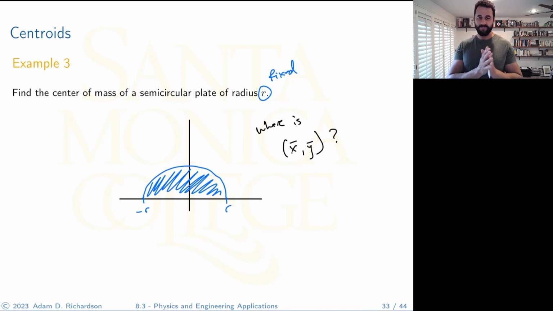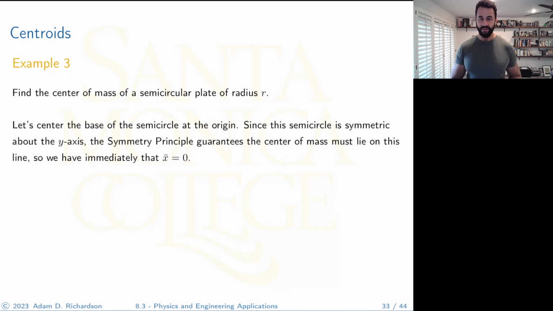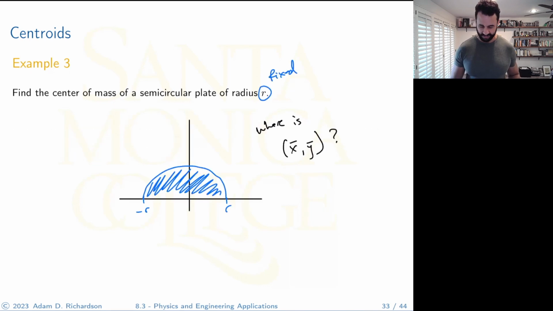All right, here we go. So if I want to find the center of mass, the first thing I need to find is the mass, and then I need to find the moments, right? Or maybe I should say I need to find the area, and then I need to find the moments. So here we go. Oh yeah, there's this bit. I should have said this first.